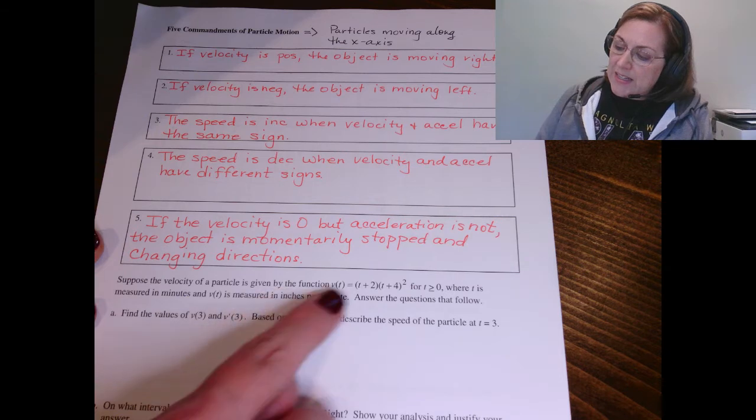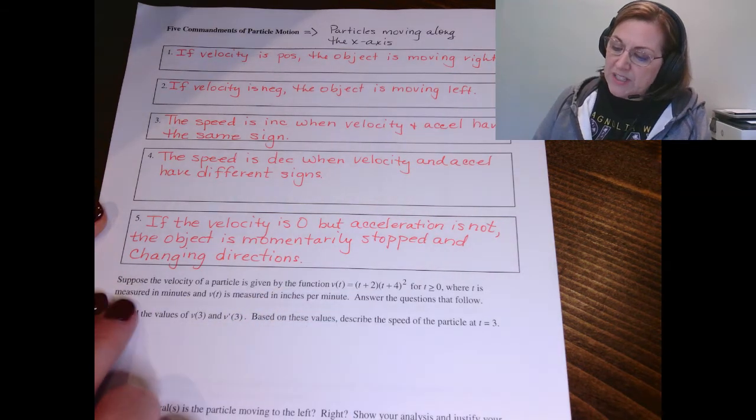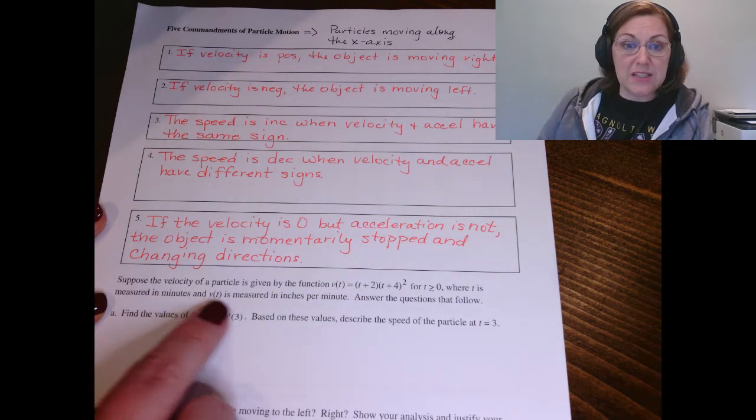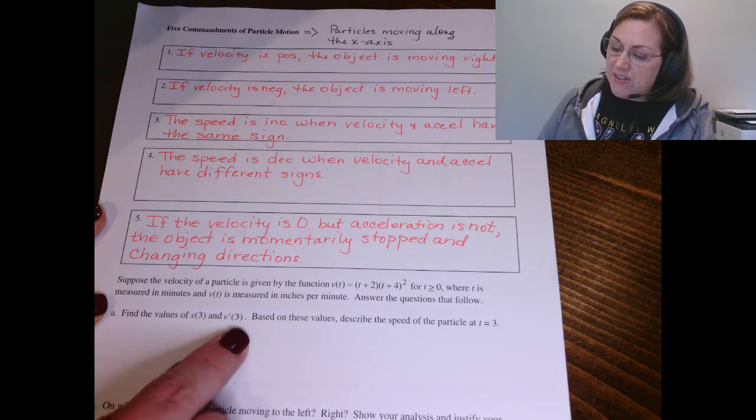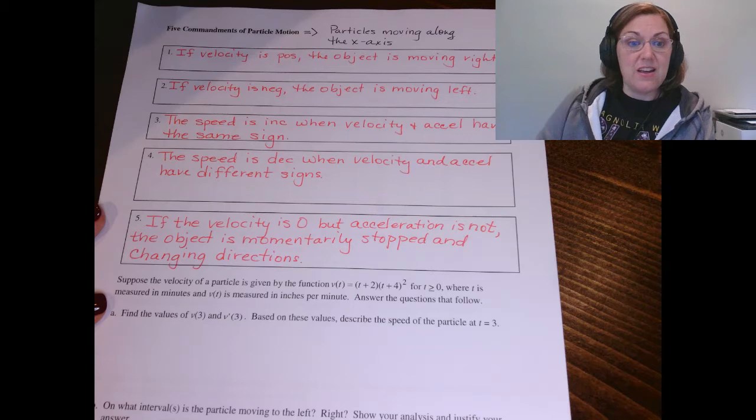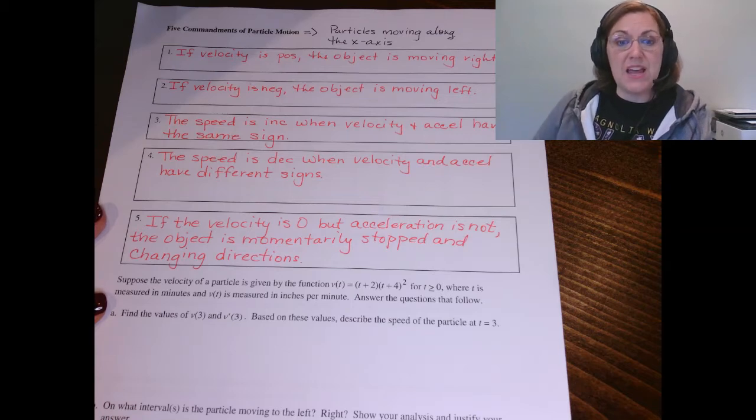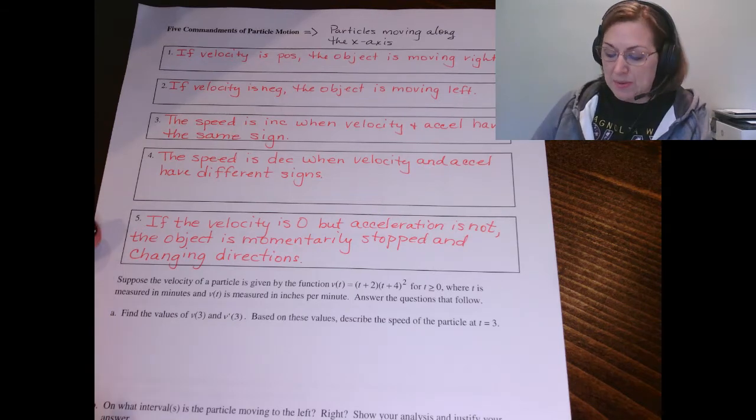Suppose the velocity is given by this function, where t is measured in minutes and the velocity is measured in inches per minute. So we want to find the values of v of t, v of 3, and v prime of 3. And then based on these, we want to describe the speed.